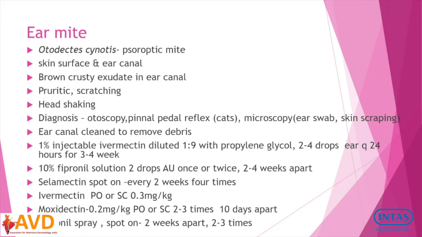Selamectin, Spot-on, every 2 weeks, 4 times. Ivermectin can be given. Moxidectin can be given as a subcutaneous injection or perorally, 10 days apart. Fipronil spray or Spot-on can also be used.